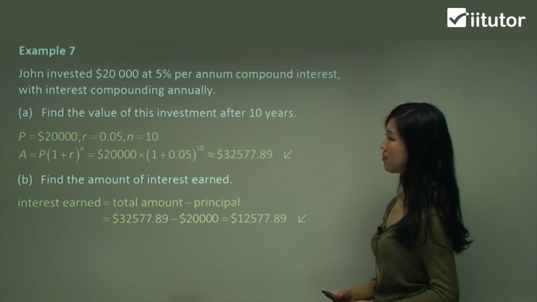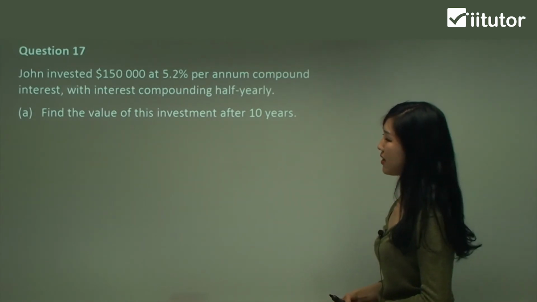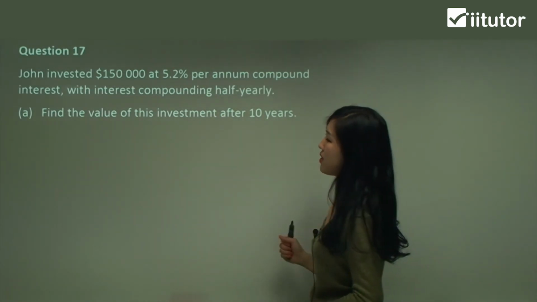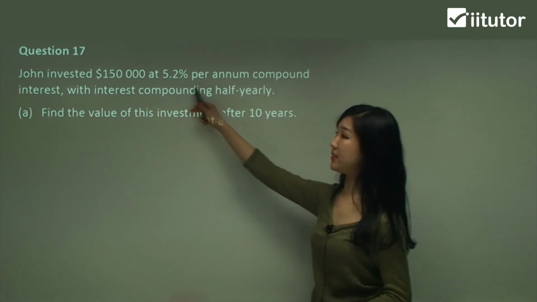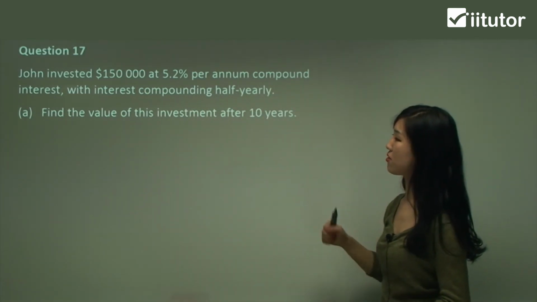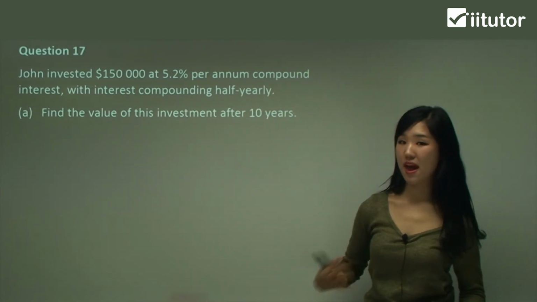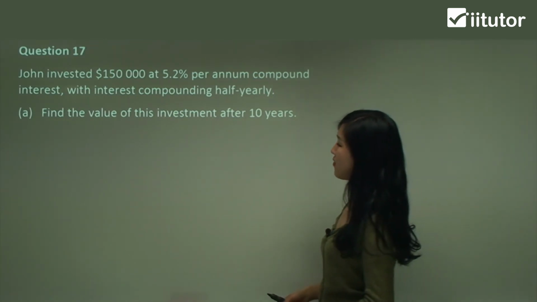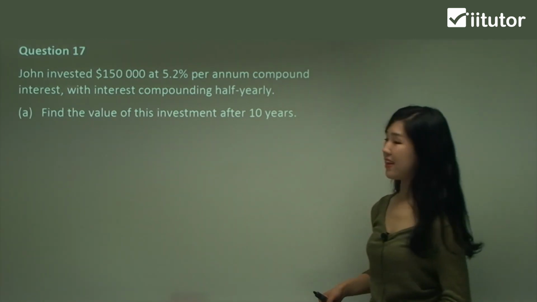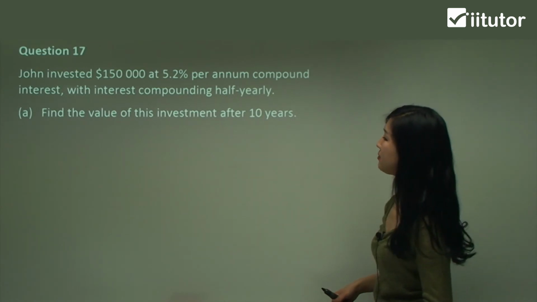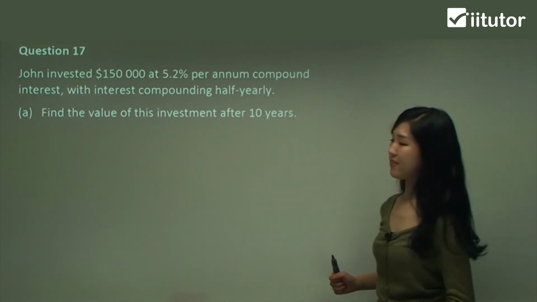Let's try some questions. Question 17 says, John invested $150,000 at 5.2% per annum compound interest with interest compounding half yearly, so semi-annually. Now part A says find the value of this investment after 10 years. So our number of periods is 10 again.